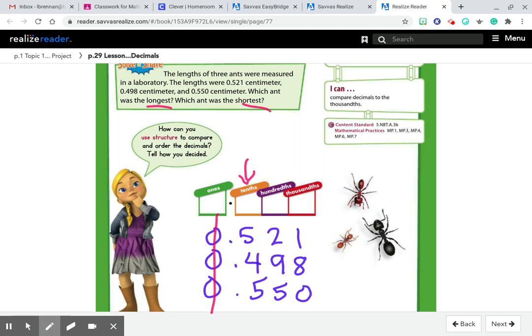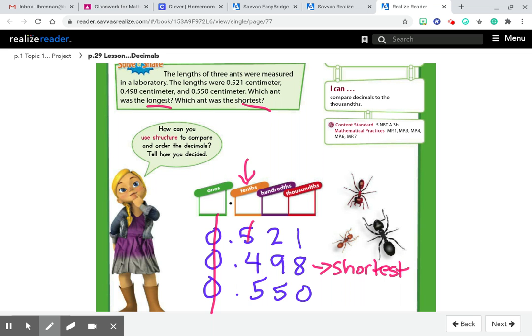So right now we can tell what the shortest one is because we have a 5, a 4, and a 5. So the second one is going to be the shortest. And when you look at the numbers, you know that 498 is smaller than 521 and 550. So we can get rid of that one. Now we're going to compare the first one and the last one.